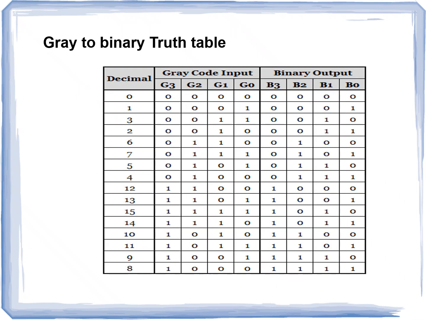This is the truth table for the gray code to binary values. Here, for the equivalent decimal values 0 to 15, the gray code values and binary values are seen in this truth table.